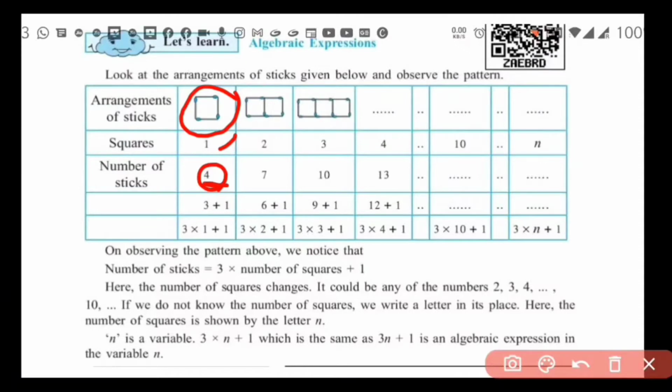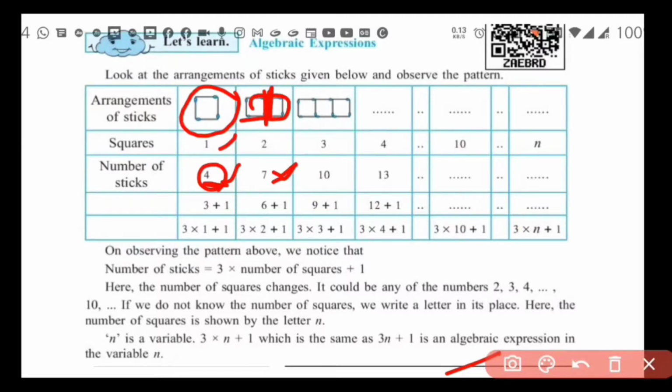Now see in the second column, we can see 2 squares are there, but these 2 squares are made by using 7 sticks. That means we require 3 more sticks to make 2 squares, correct? For 1 square we require 4 sticks, but for 2 squares we require only 7 sticks. We don't require 8 sticks. Why 7 sticks? Because 1 stick is common. This 1 stick is common, so we only require 7 sticks.